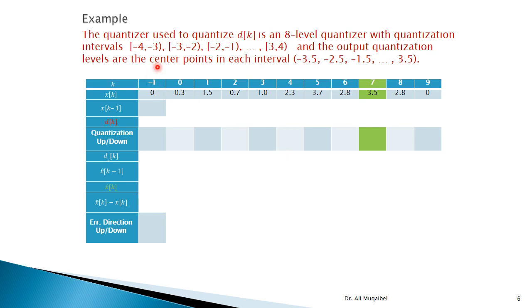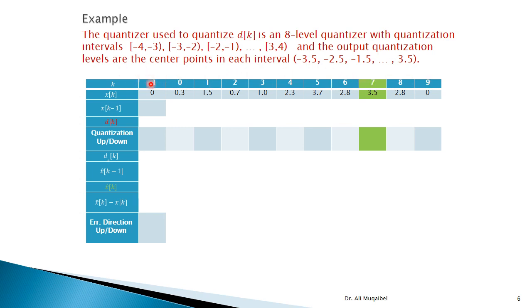Okay, the quantizer in this example is used to quantize the difference. It has 8 levels, which means it's made of 3 bits. The way it works, it quantizes the values in the following range, from -4 to +4, and the output quantization levels are the center values. So if it is in this range, it would be -3.5, and so on. Now in this example, I picked about 10 samples starting from -1.